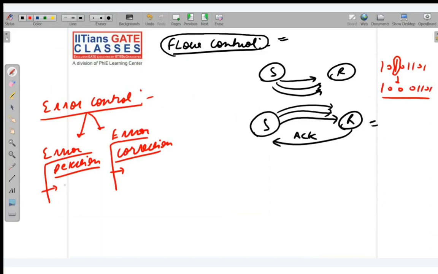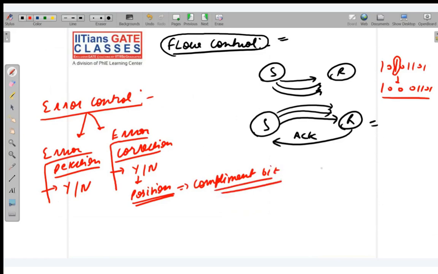So error detection means detect some error; the answer is yes or no. We do not need to find the position and so on. Error correction means you first find yes or no, and if the answer is yes, you try to find the position. Where is the error? After you have found the position, you can toggle the bit or complement the bit. Okay, so what do you think, which is the better technique?